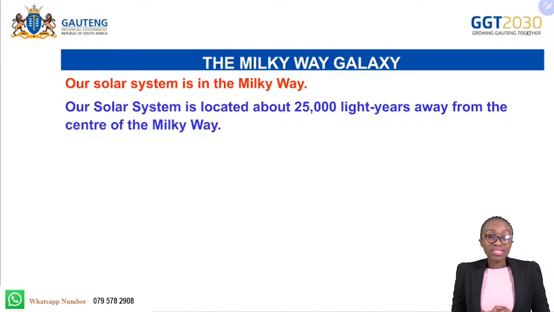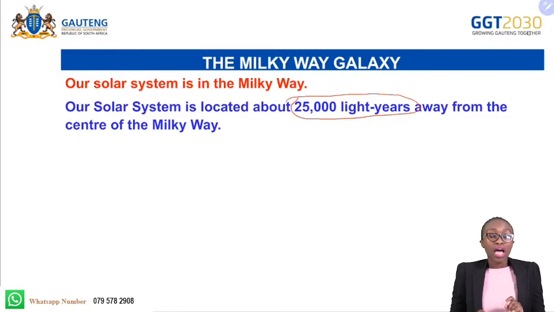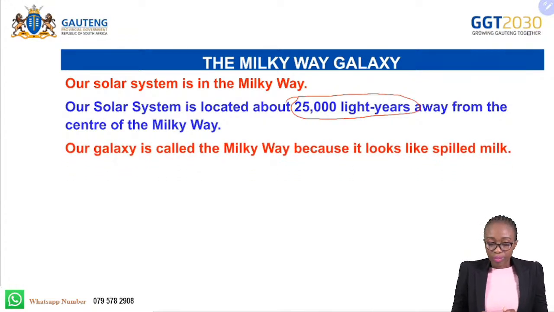Our solar system is located about 25,000 light years away from the center of the Milky Way. Remember, in our previous slide, we talked about how the center of the Milky Way looks like a black hole. So our solar system has a position in the Milky Way, and that position is 25,000 light years away from the middle of the Milky Way.